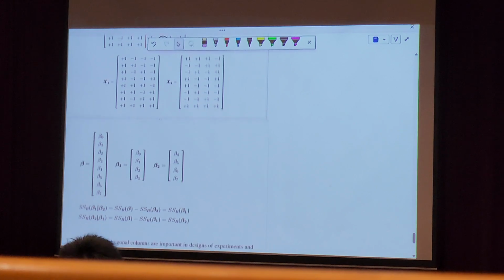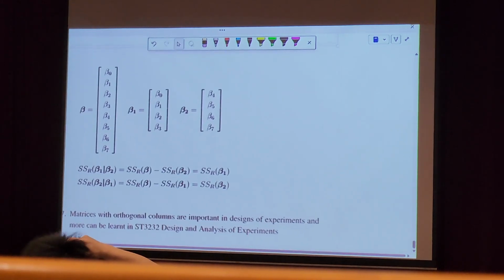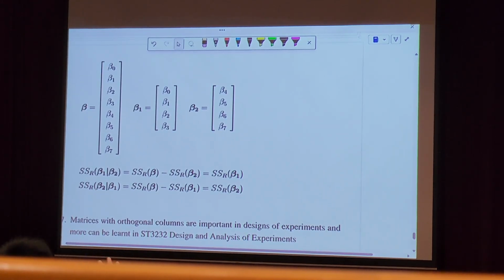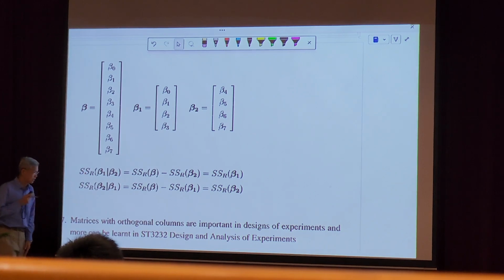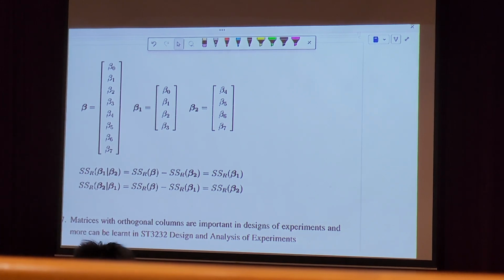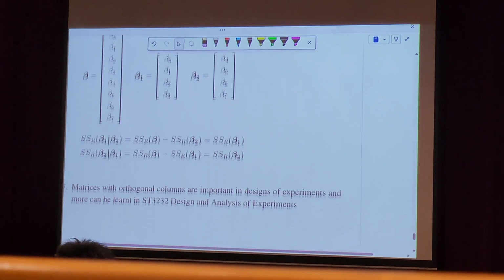Okay. So in this case, you can check easily that this is in fact true. Now, matrices with orthogonal columns are important in design of experiments.